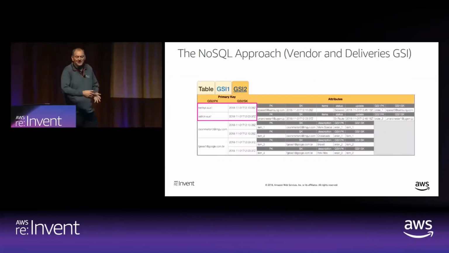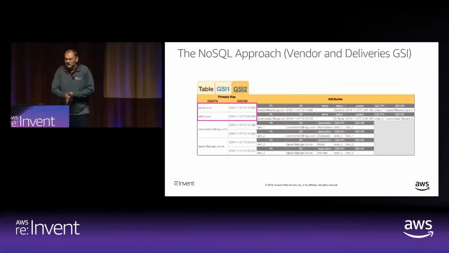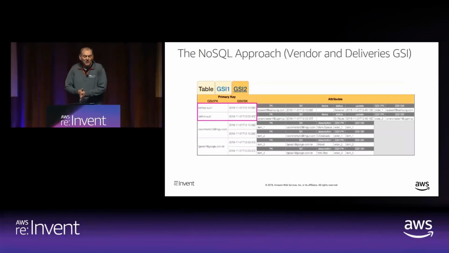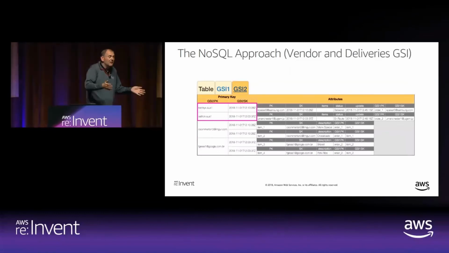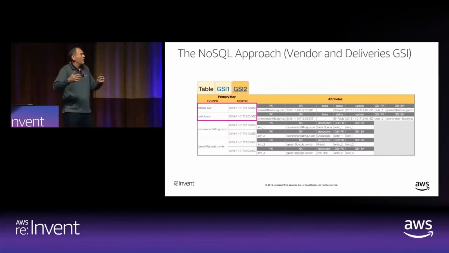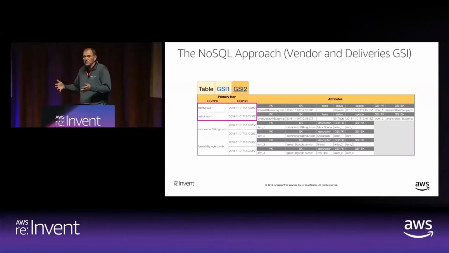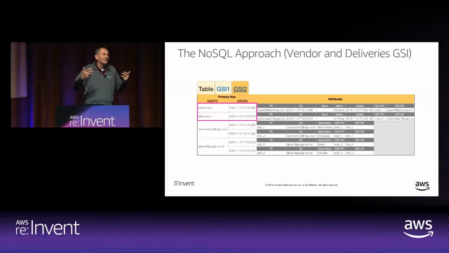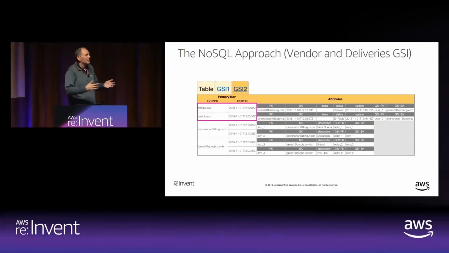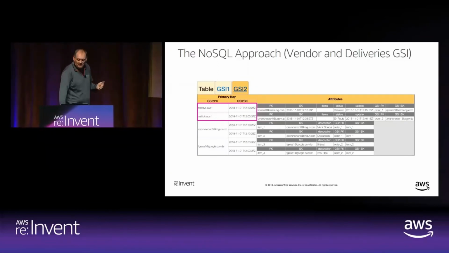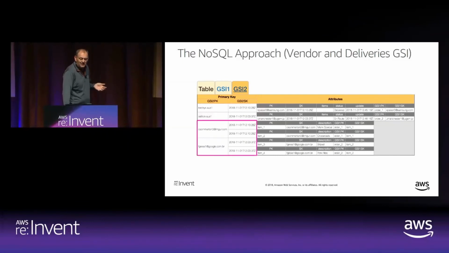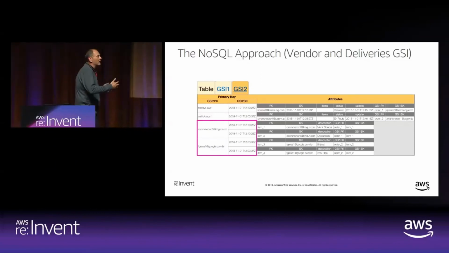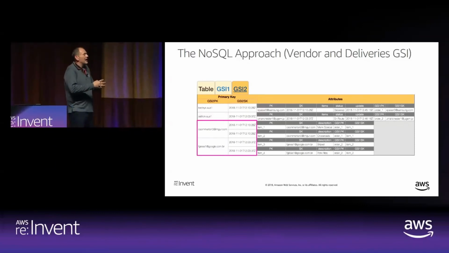If I go back to GSI 2 now, I can query GSI 2 by vendor ID. I can query GSI 2 by driver ID and get the orders by vendor by date or orders by driver by date. What's the driver delivering? What did he deliver in the last hour? What's my vendor delivering? What's he delivered in the last hour? So these are the access patterns of the application that give me the ability to support all of those complex access patterns. I've got the entire entity relationship model stored in a single table.